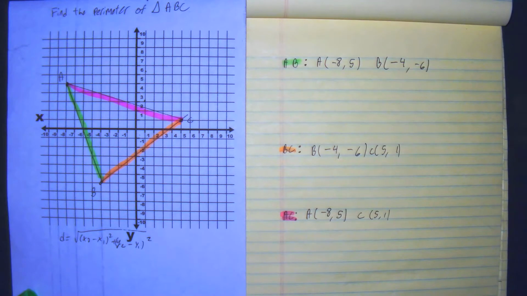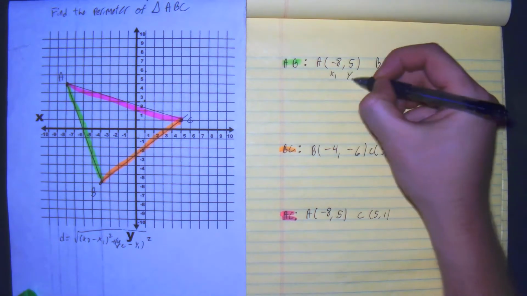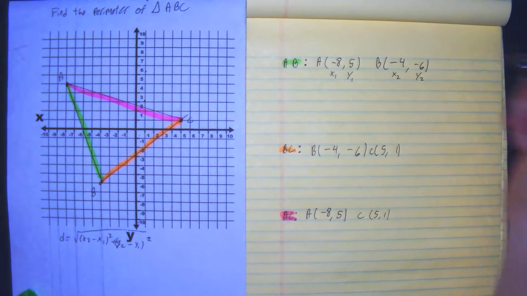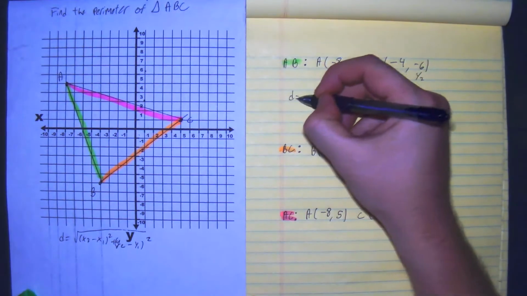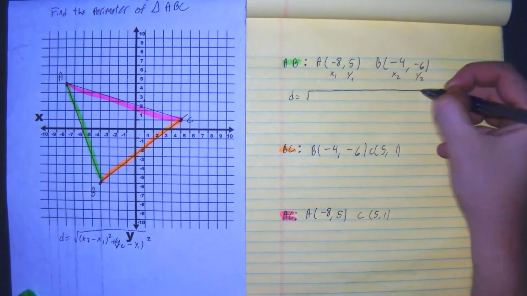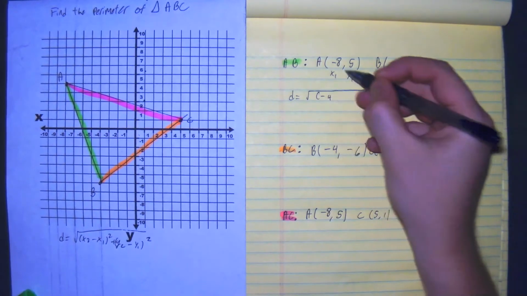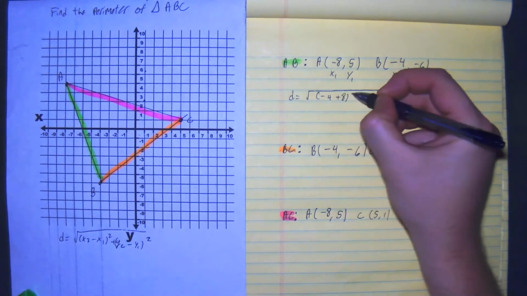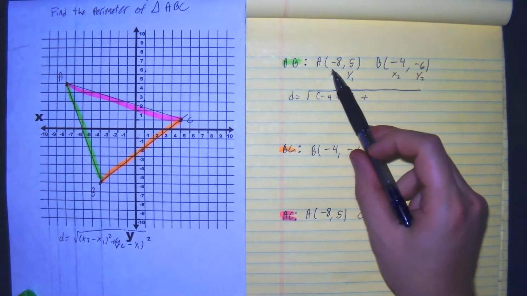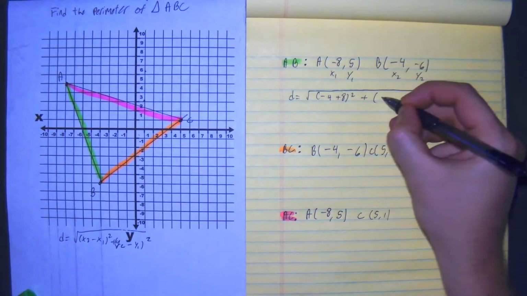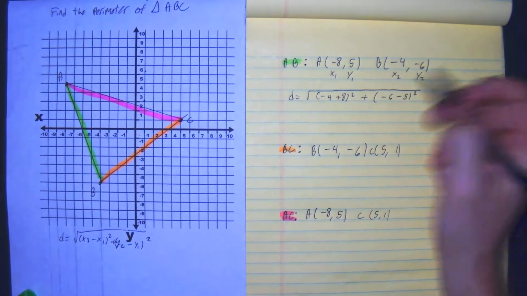Alright, to make sure we're successful with this, we do need to label our subscripts. Let's work on our green line segment first: x1, y1, x2, y2. We're going to use the distance formula here. So we have D is equal to the square root of (-4 plus 8) squared plus, the reason it's positive, -4 minus -8 makes it a positive. Then we have (-6 minus 5) squared.